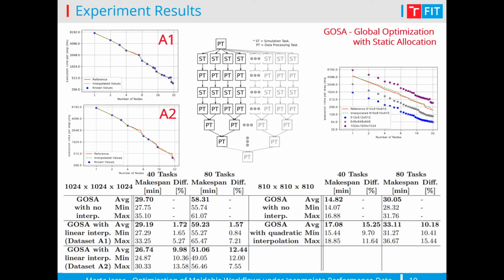You can see that I've got the highest error of nearly 13% for workflows of 80 tasks, where only 8 from 32 points were known. But in the case where we knew 16 from 32 points, the error dropped down to only 2%. You can see it here in the table, and I think it's quite a nice result. And now let's move to the right side.